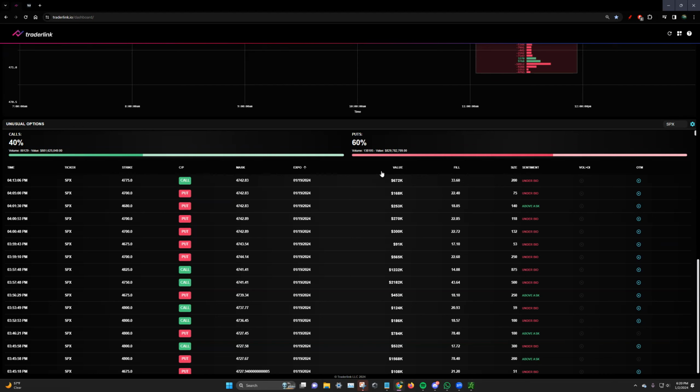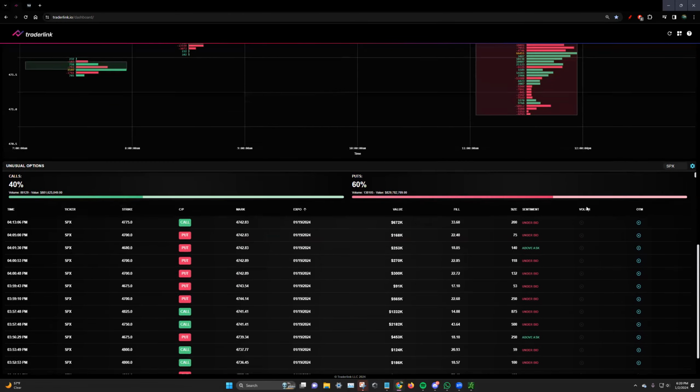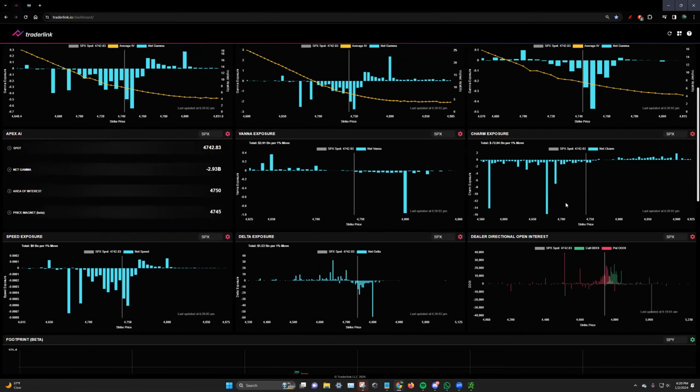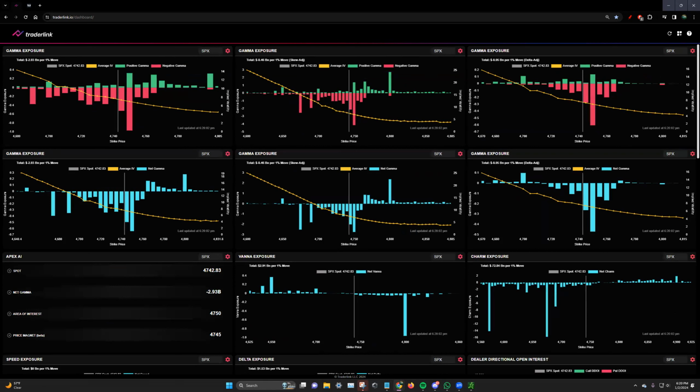I'm trying to figure out exactly what it means. I'm not an unusual options specialist, so bear with me here. I focus more on the exposures, so I think that question is better suited for Mitchell, and I don't want to give out wrong information.